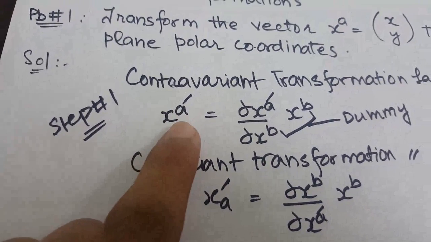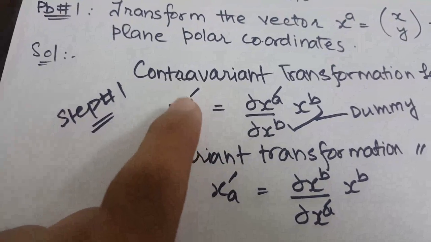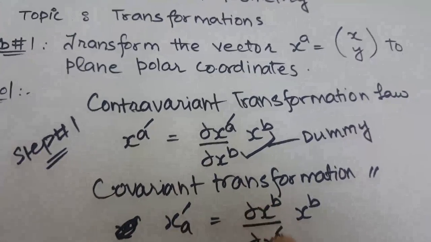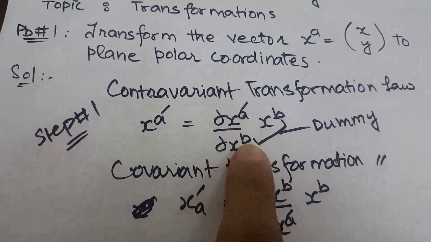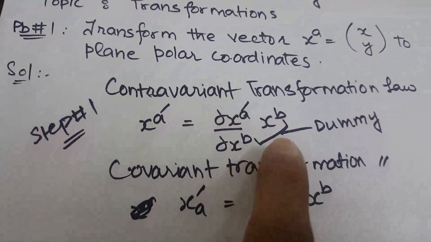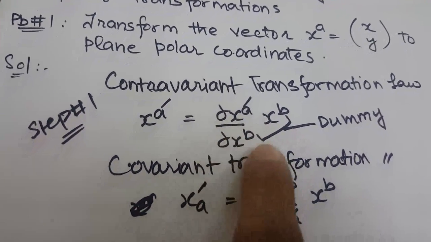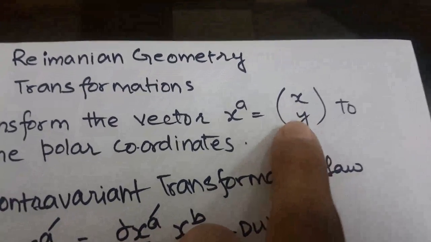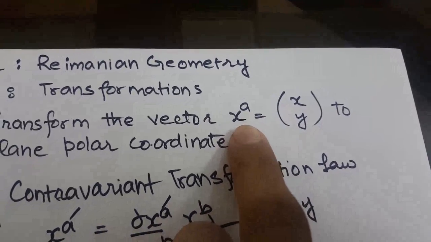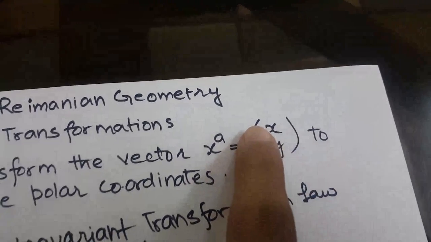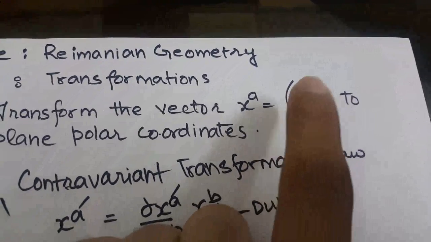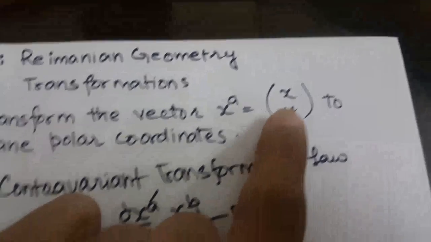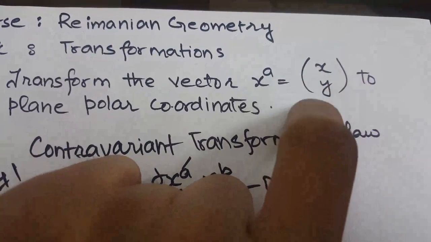So according to contravariant transformation law, this alphabet A must be written above, and this A can have two values, that is 1 and 2. Similarly, the dummy indices B that cause summation must have two values, that is 1 and 2. How did we come to know that A and B must have two values, that is 1 and 2? The solution lies here. Because in our question, written in Cartesian coordinates, we are dealing with only two coordinates, that is x and y. So the values for A and B are only 1 and 2 because of two variables here.